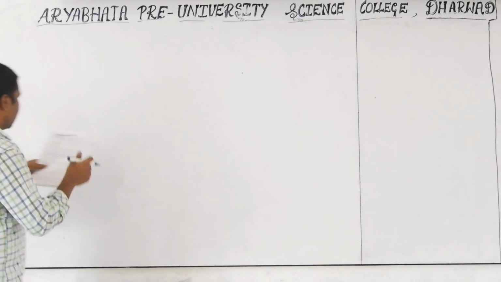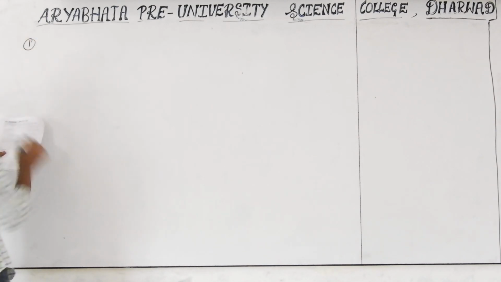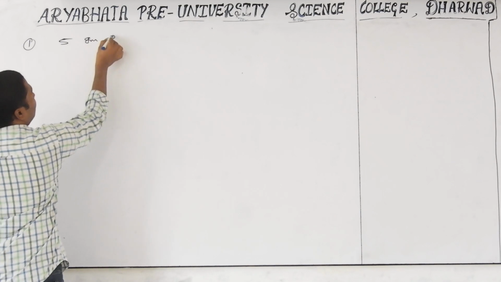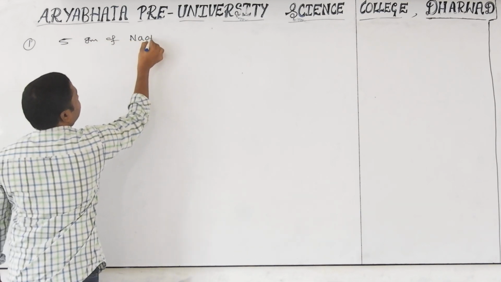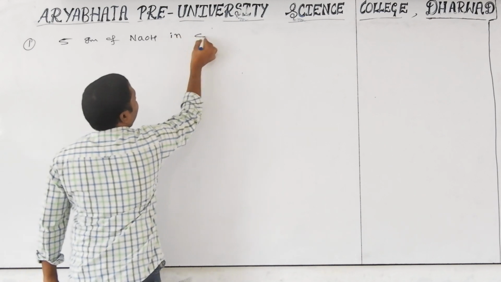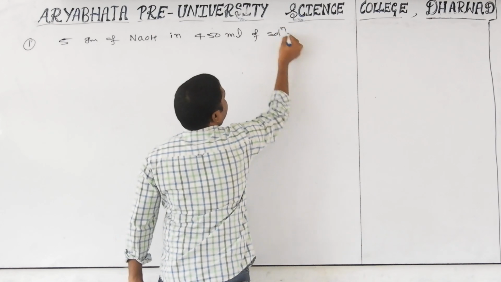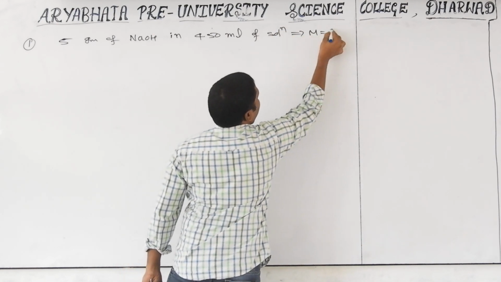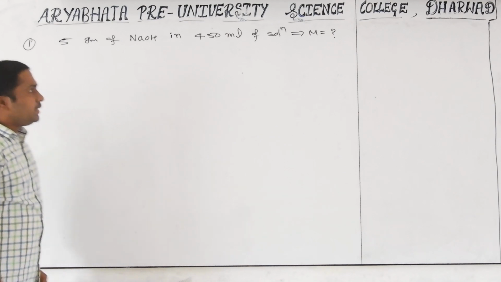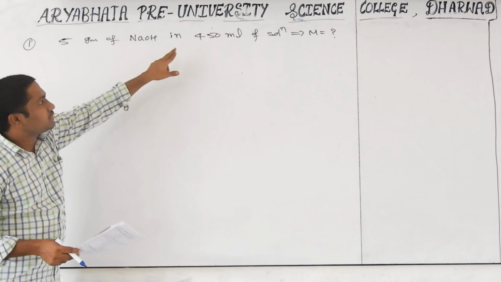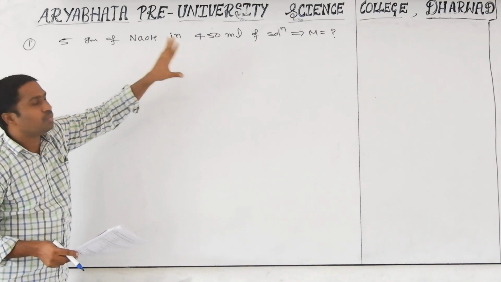First of all, I will write one question here, see carefully. Calculate the molarity of a solution of 5 grams of NaOH dissolved in 450 ml of solution. Then it is asking what is the molarity of the solution. Yes, first of all study the question. So 5 grams of NaOH is dissolved in 450 ml of the solution, then what is the molarity?